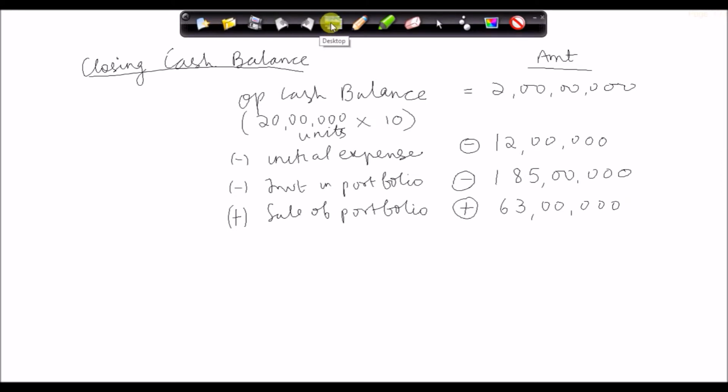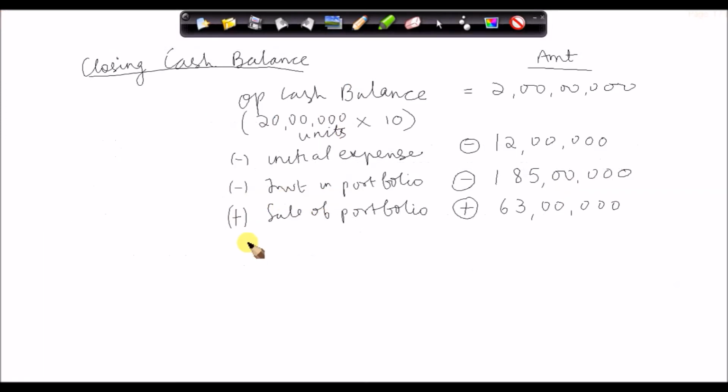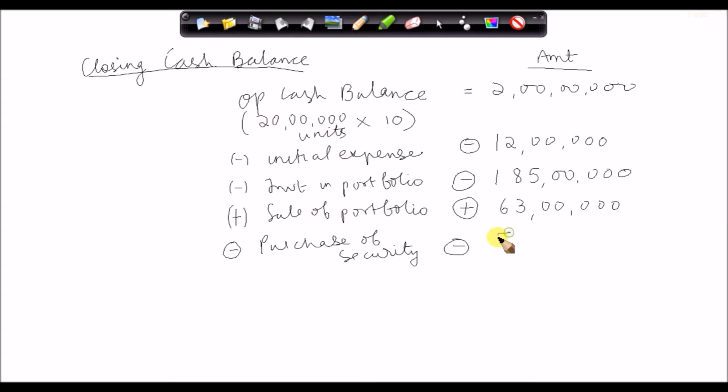And then it used the proceeds in purchasing security for 56 lakhs. So the fund manager has collected 63 lakhs and then used this money to purchase a security for 56 lakhs. There is a purchase of security, so there will be a cash outflow. And at how much cost has he purchased? 56 lakhs. So 56 lakh rupees, there will be an outflow.